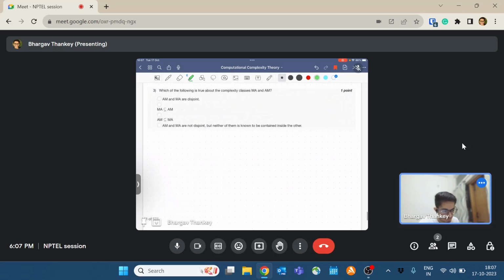Now let's look at the next problem. The next problem is: which of the following is true of the complexity classes MA and AM? The options are: AM and MA are disjoint. Option B is MA is contained in AM. Option C is AM is contained in MA. And option D is AM and MA are disjoint, but neither of them is known to be contained inside the other. So the correct answer to this is MA is contained in AM. And this requires this somewhat long proof. So let's do the proof.